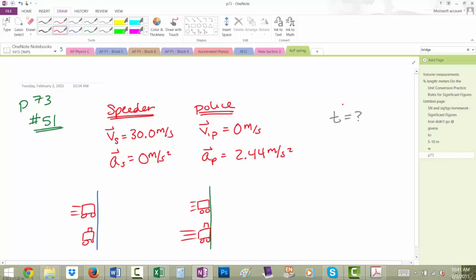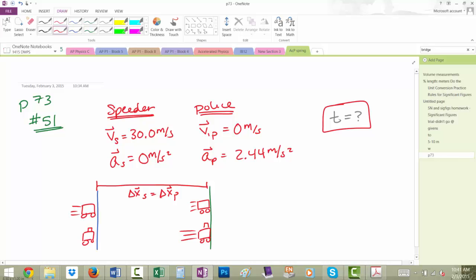Okay, so we want to know the time. And you're telling me that they traveled the same distance. So that means that delta x for the speeder equals delta x for the police car. Is that okay? How you feeling? Is that all right? Yes? All right. You need your equation sheets out.